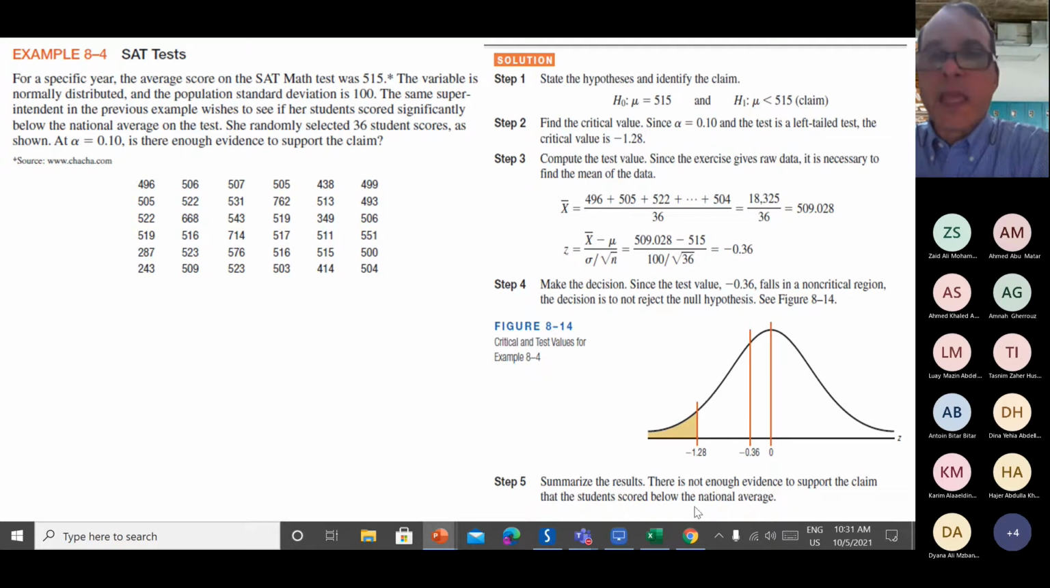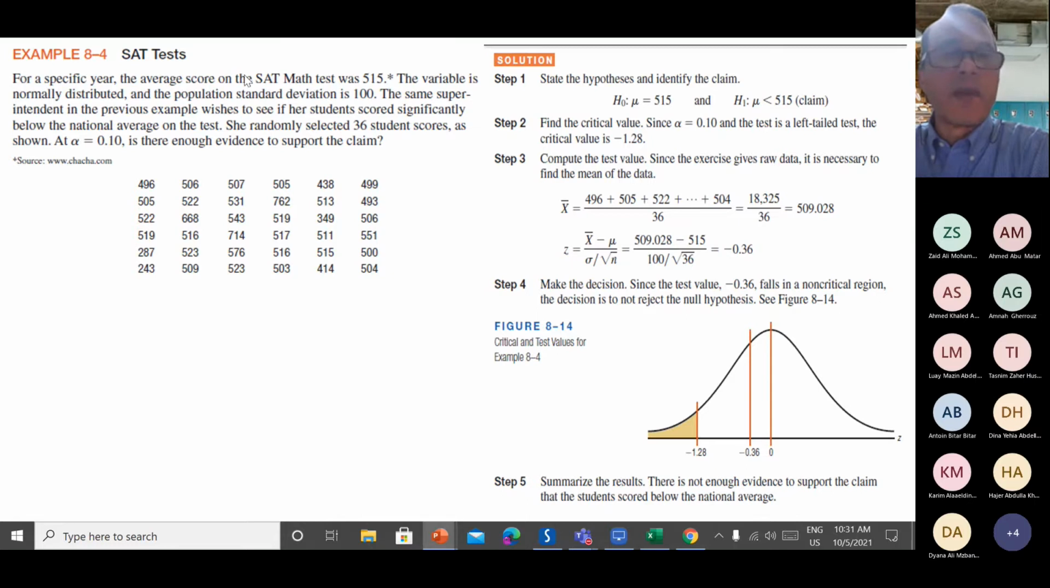Okay. How to summarize or write a conclusion for this one? This is a very well-known sentence: there is not enough evidence to support the claim that the students scored below the national average, right?